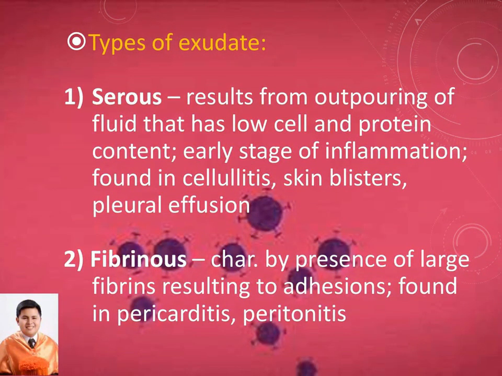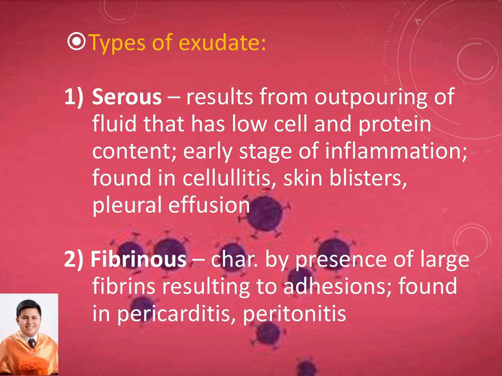Types of exudate. We have 6 types. Number one, serous. This type of exudate results from the outpouring of fluid that has low cell and protein content. This is very evident during the early stages of inflammation. This is also commonly found in cellulitis, skin blisters, and pleural effusion. Serous exudates are clear, thin, and watery in appearance.